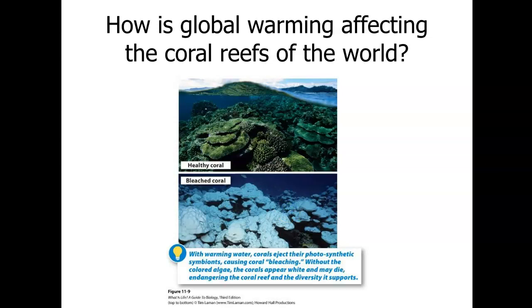So how is global warming affecting the coral reefs of the world? Well, as the temperatures heat up, it causes what's known as coral bleaching. This coral bleaching affects the photosynthesis of these corals, and so without the colored algae that it has on the outside, the corals appear to be white. And this actually can endanger them and cause them to start to die out. And so we're seeing less and less diversity amongst our corals than we used to have 20, 30, even 50 years ago.